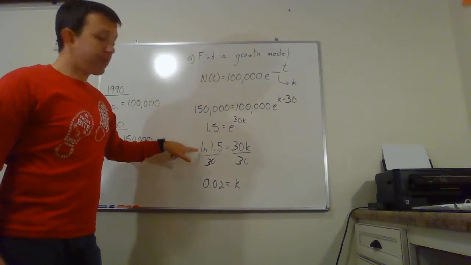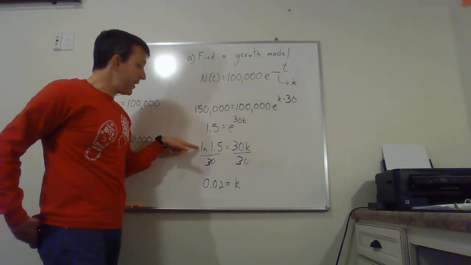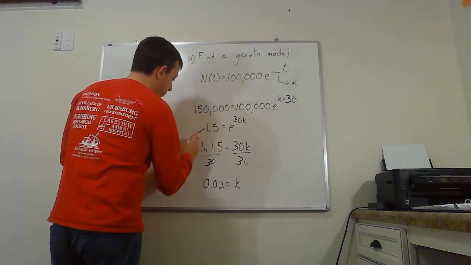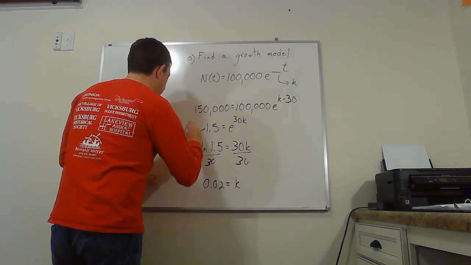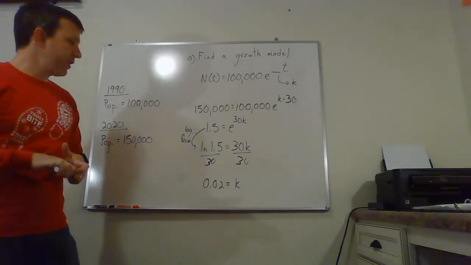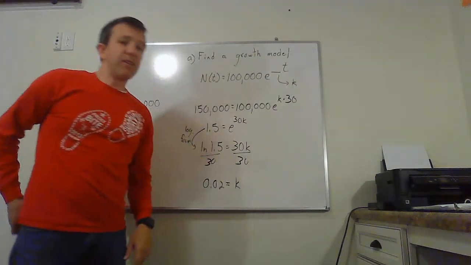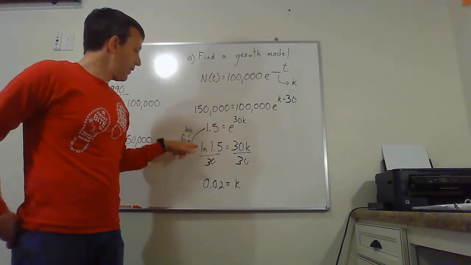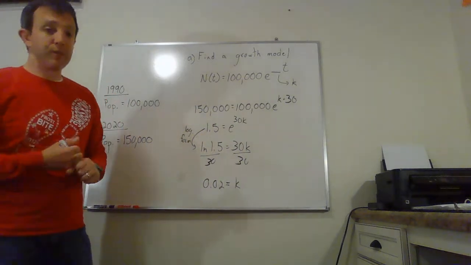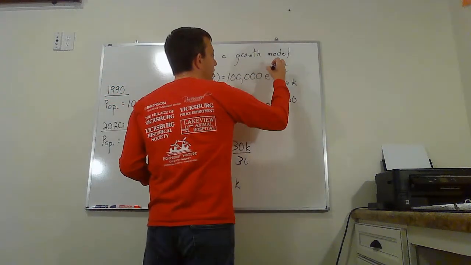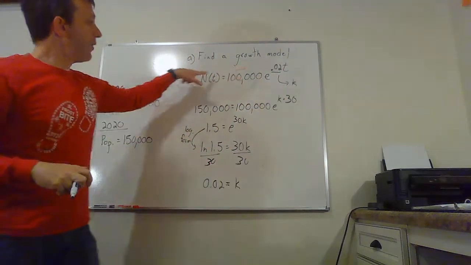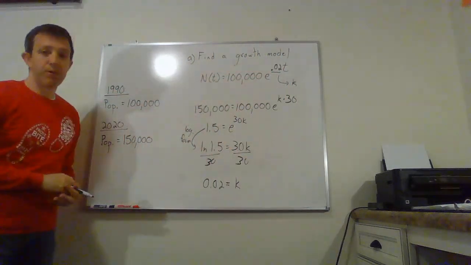At this point, I switched it to logarithmic form. I chose base e because that's the base I already have. Now we have k with just that 30, and we can divide by 30. When we type the natural log of 1.5 divided by 30 into our calculator, we get that k is 0.02. Now I come up here and fill in that blank, and this is my growth model.